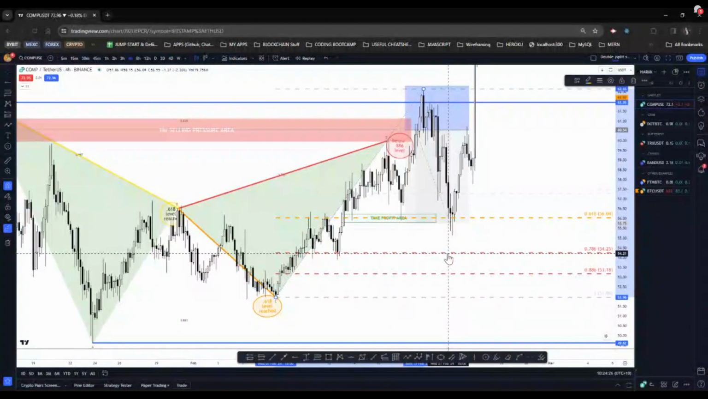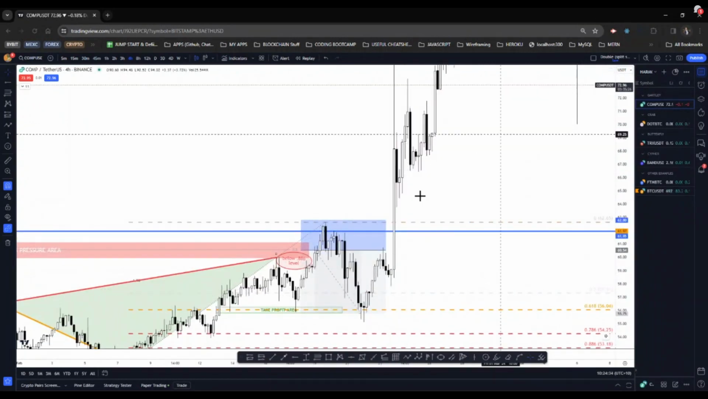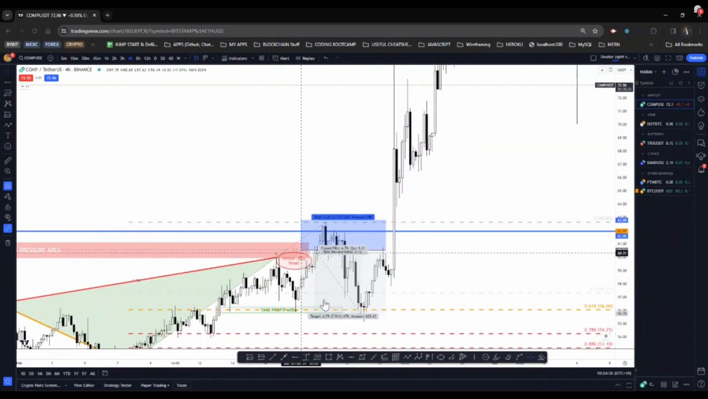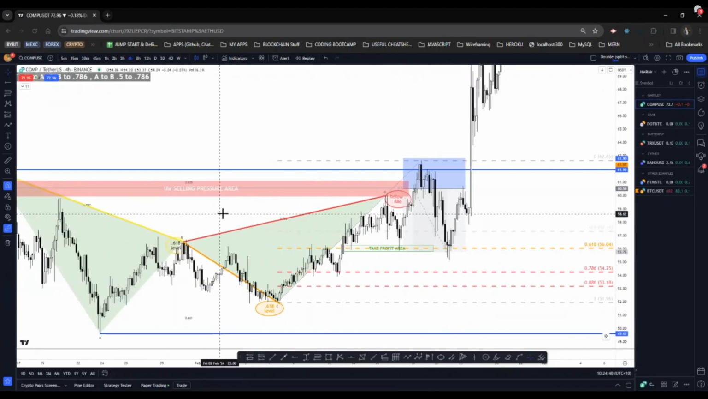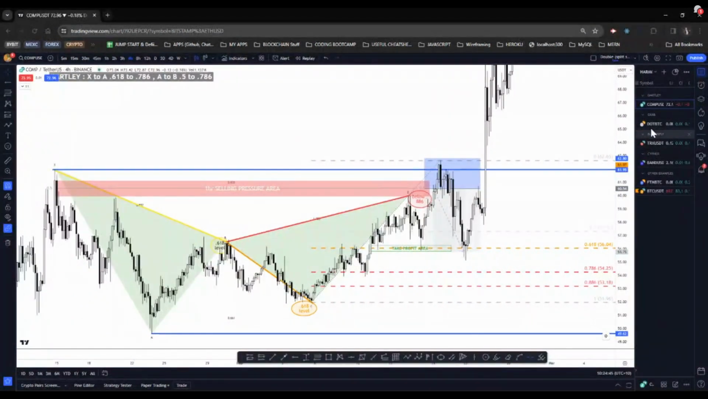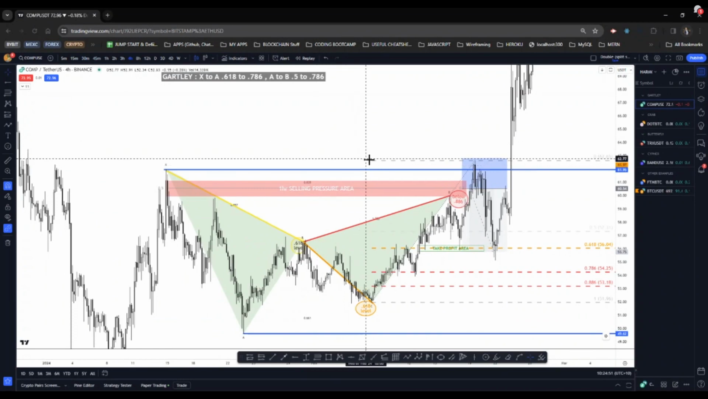Greed doesn't help. You'll find that sometimes this can happen. There's a reversal, and then look what happens next. Continuation. So you would have missed out on everything if you were trying to be greedy here. So we've got a bat, we've got a gartley. Next, we're going to do a crab, which is a very interesting pattern.